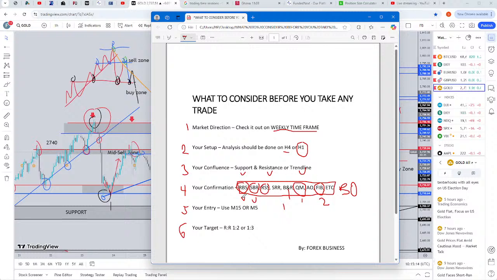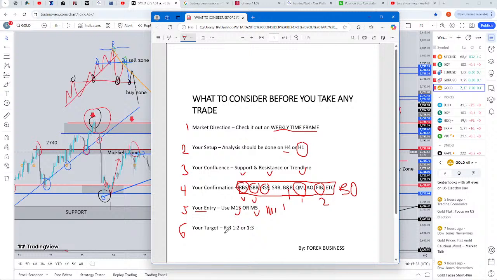And then where do I enter? These are the places. The entry point will be either the 15 minutes time or 5 minutes time, or sometimes M1. So these are the places that I make entries.